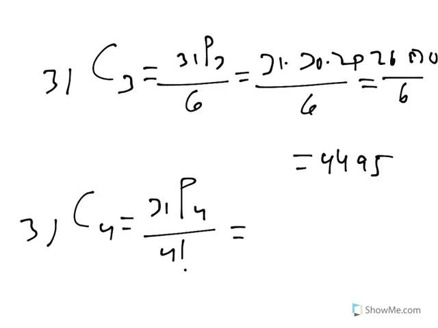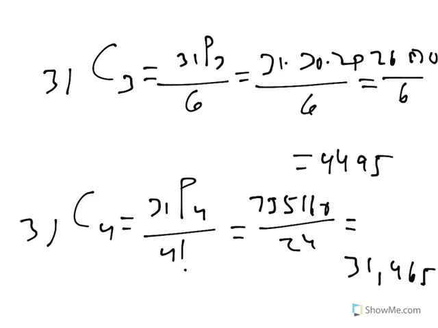So 31 times 30 times 29 times 28 divided by 24. Well, first of all, 31P4 is 31 times 30 times 29 times 28, which is 755,160. Divide that by 24, and you get 31,465.